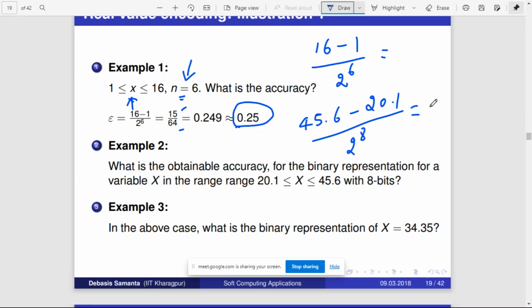45.6 minus 20.1, which is 25.5, divided by 2 to the power 8. What is 2 to the power 8? 256. The answer is 0.099. Okay, 0.099, right? So this is the accuracy possible, right?